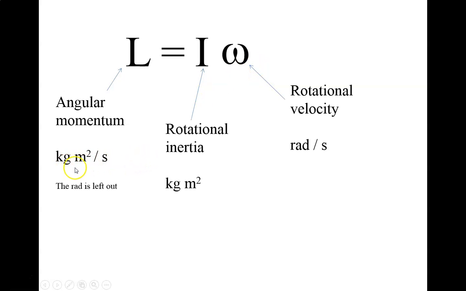So the units on angular momentum or rotational momentum are kilogram meters squared per second. Not that that's the most important thing in the world. Notice that they leave radians out, which technically would be in it if we were to multiply these two together, but it's just a matter of convention. Radians is left out.